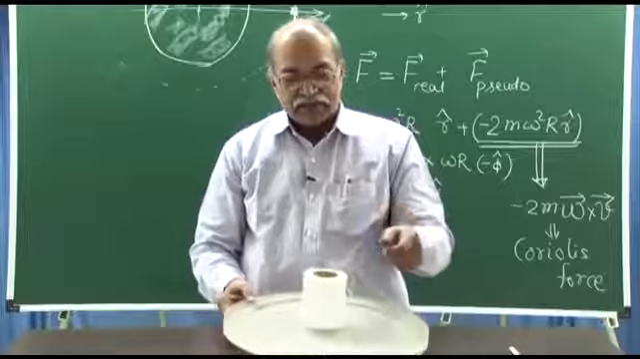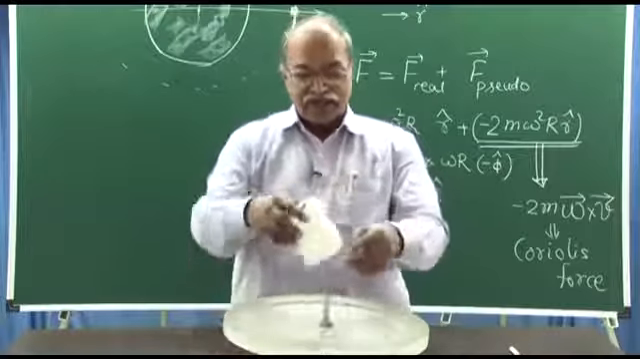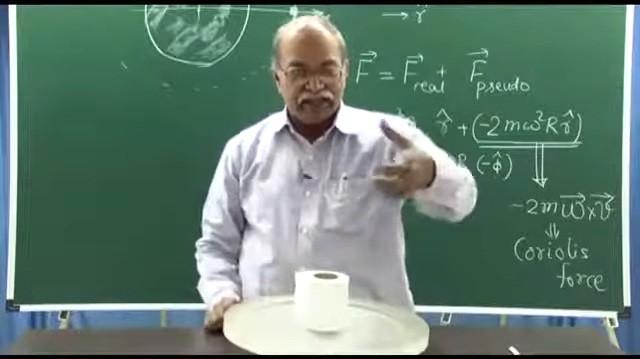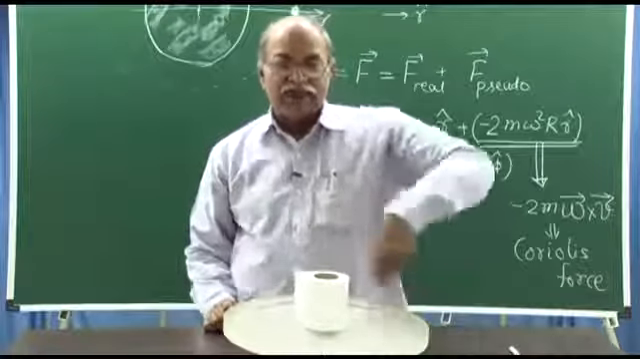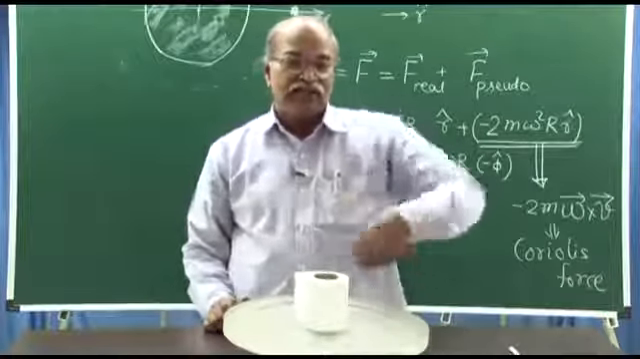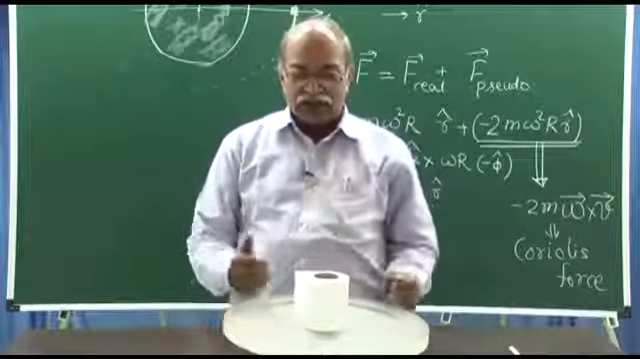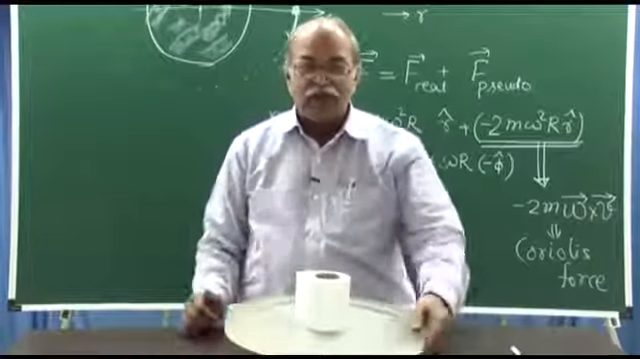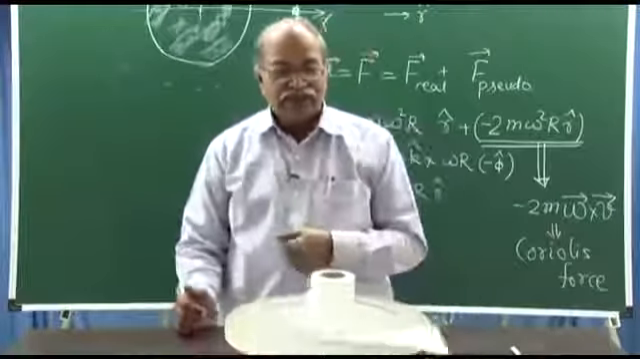And reverse, do it this way, and with the left hand I will rotate it so that it goes anti-clockwise, omega will be upward, the Coriolis force should be in this direction and it should open up. Just see, it does.